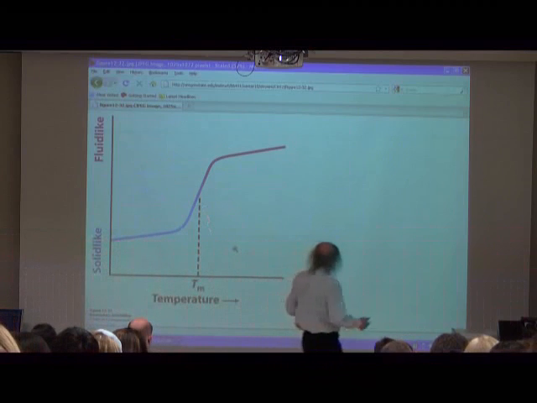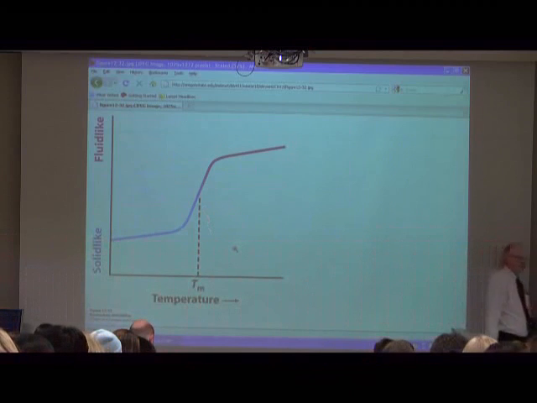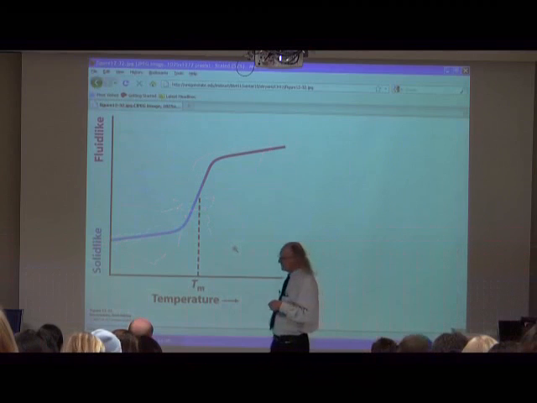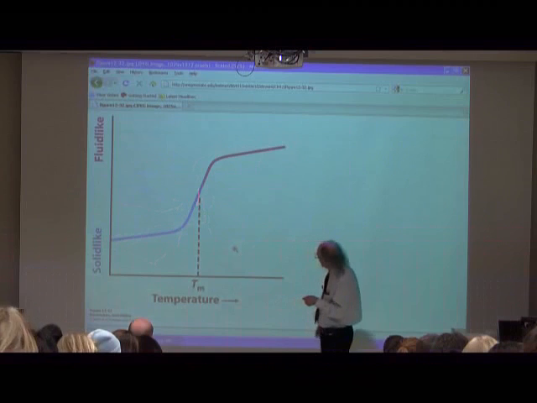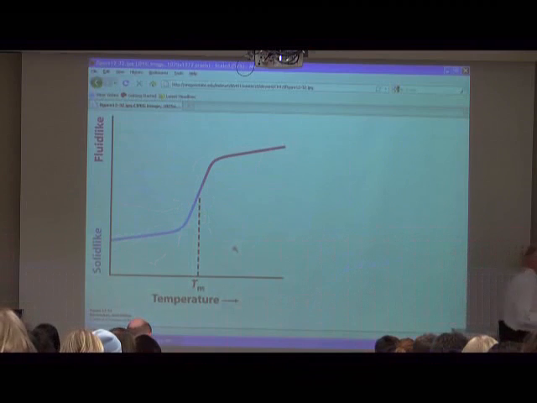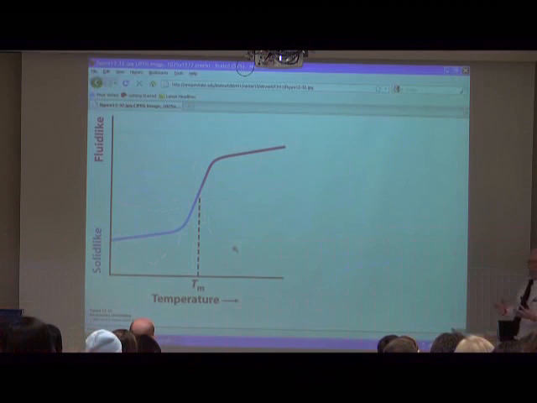Tm is the midpoint of the transition on the curve where a membrane converts from being very solid-like, that is very crystalline-like, to very fluid-like, more liquid, okay? And we can actually study these properties about these membranes quite readily. All right, so we see this transition. So the Tm is the midpoint of that transition. Having membranes fluid is important for our cells. When our membranes solidify, the cell will largely die. We want our membranes to be fluid.